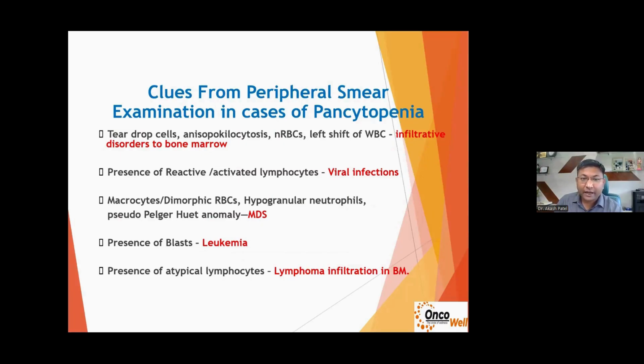Sometimes we find activated lymphocytes and reactive lymphocytes. There may be chances of viral infection. Dysmorphic RBCs or hypogranular neutrophils, pseudo-Pelger-Huet anomaly, then it will be suggestive of myelodysplastic syndrome. Presence of blasts suggests leukemia.